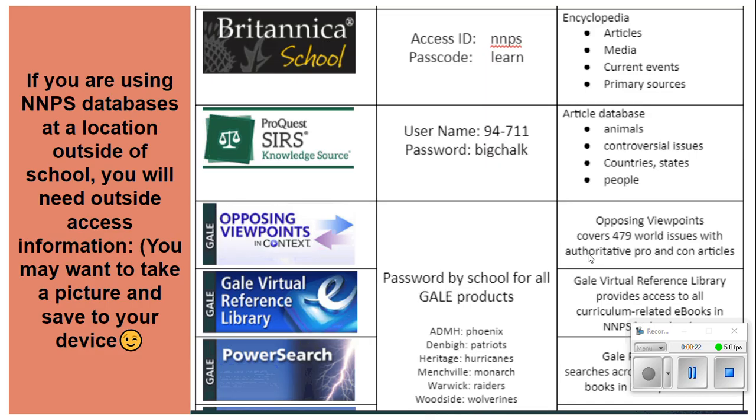After that, you also need to note that if you're using a Newport News Public School database at home or outside of school, you would need access information. The information is on the right-hand side of the screen. You might want to take a picture of this and save it to your device.